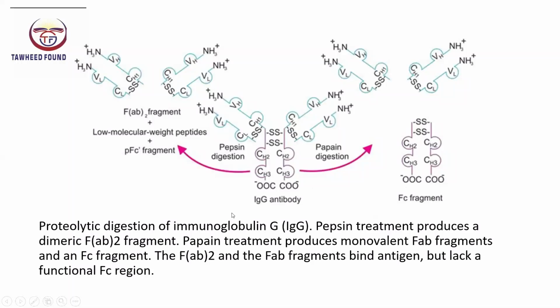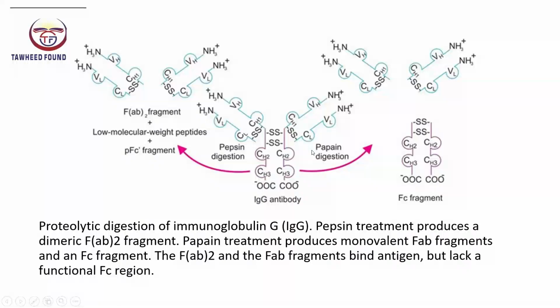This is the schematic representation of proteolytic digestion of immunoglobulin G. IgG pepsin treatment produces a dimeric F(ab')2 fragment. Papain treatment produces monovalent Fab fragments and an Fc fragment. The F(ab')2 and the Fab fragments bind antigen but lack a functional Fc region.